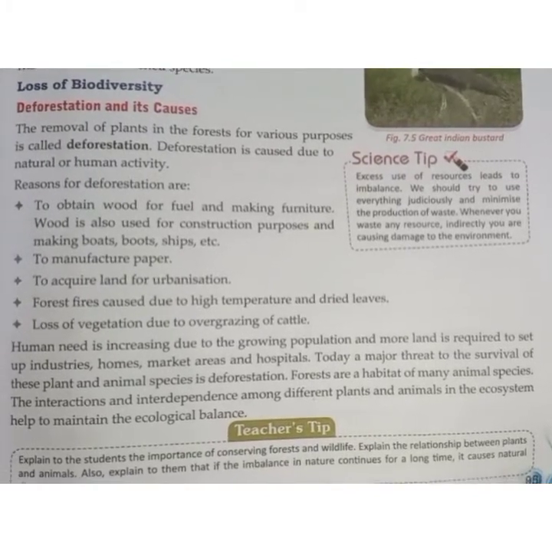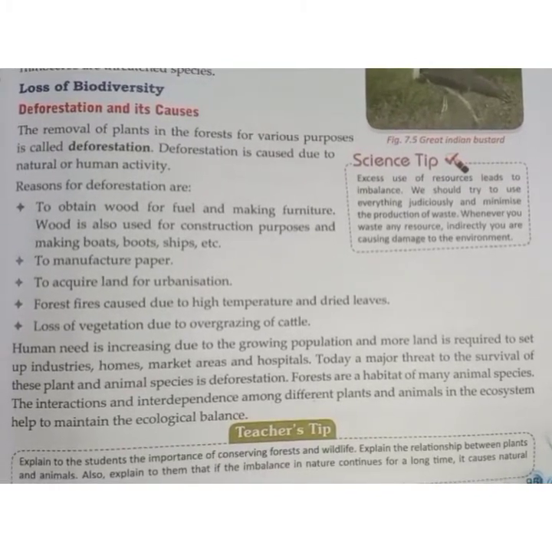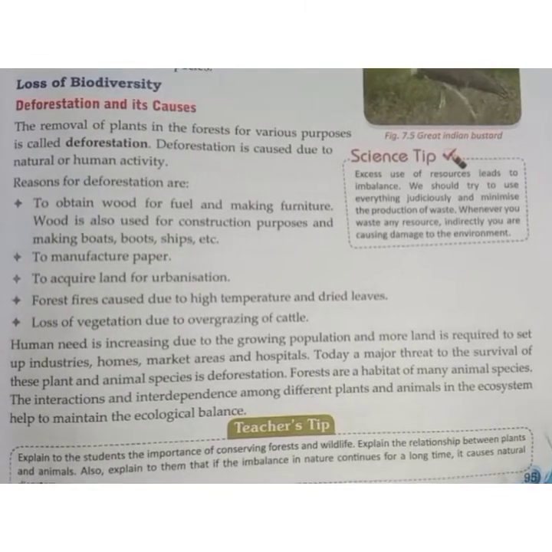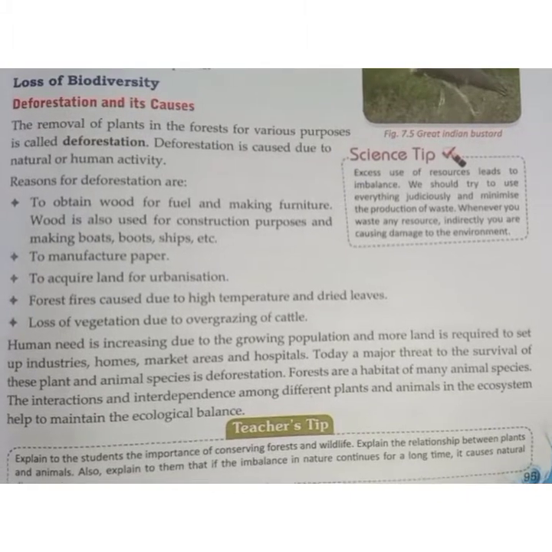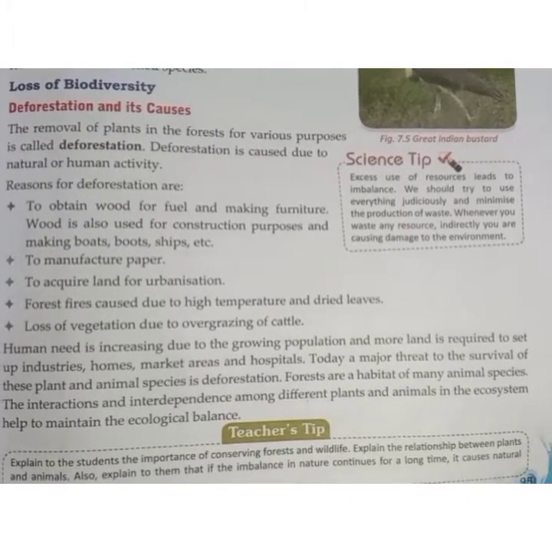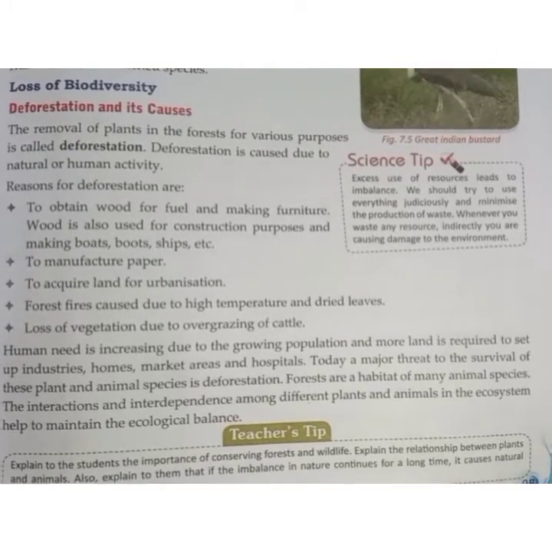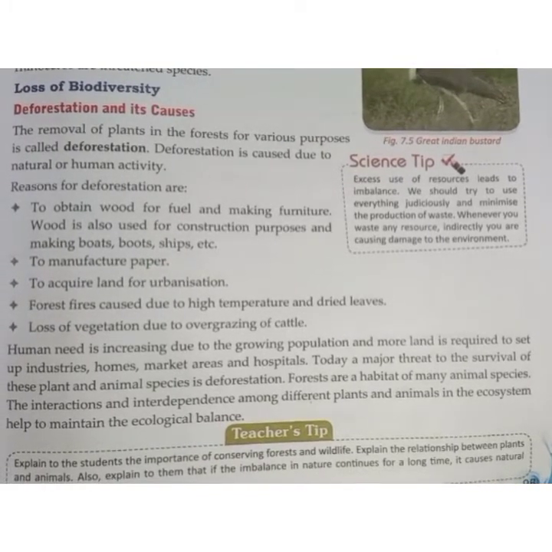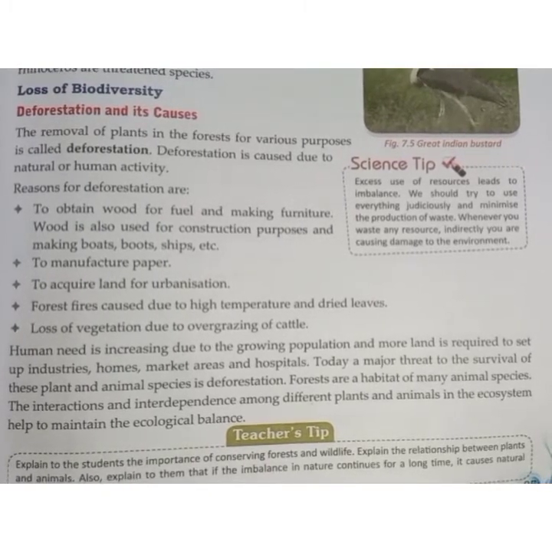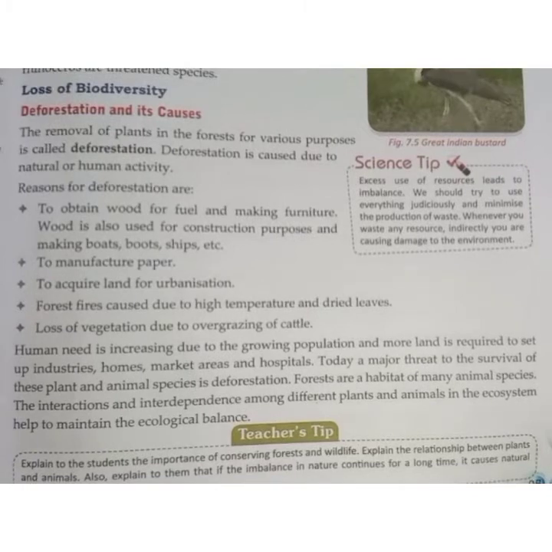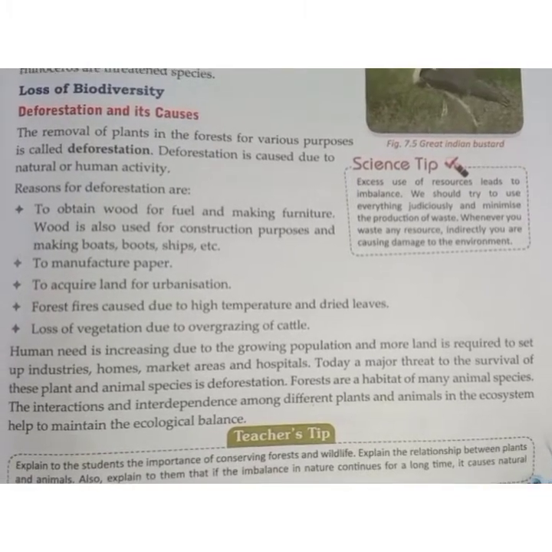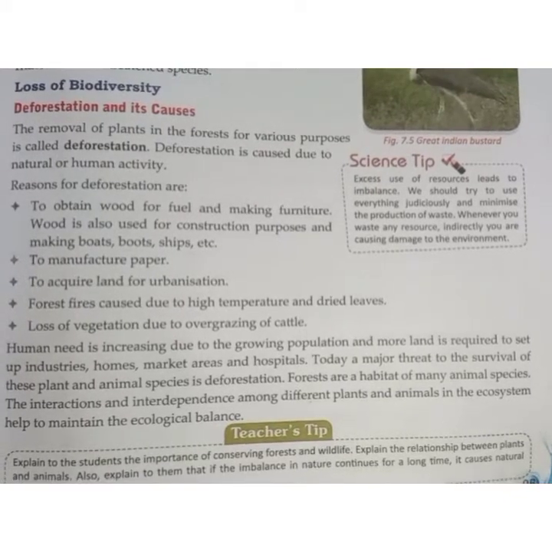To manufacture paper. To acquire land for urbanization. Forest fires caused due to high temperature and dried leaves. Loss of vegetation due to overgrazing of cattle. Human need is increasing due to growing population, and more land is required to set up industries, homes, market areas, and hospitals. Today, a major threat to the survival of these plant and animal species is deforestation.